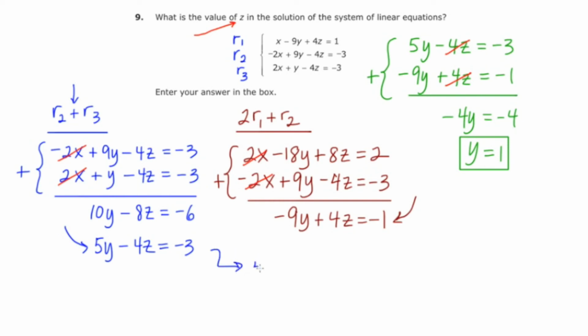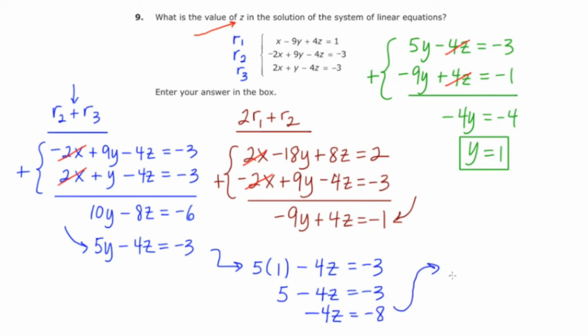So I'm going to say 5 times 1 minus 4 times z is equal to -3, or 5 minus 4z is equal to -3, or that -4z is equal to -8. And if I divide both sides by -4, I end up with z is equal to the number 2. And the question asks, what is the value of z? So it took a little bit of extra work to get there because I had to first find y, but in the end I was able to get z to equal 2.